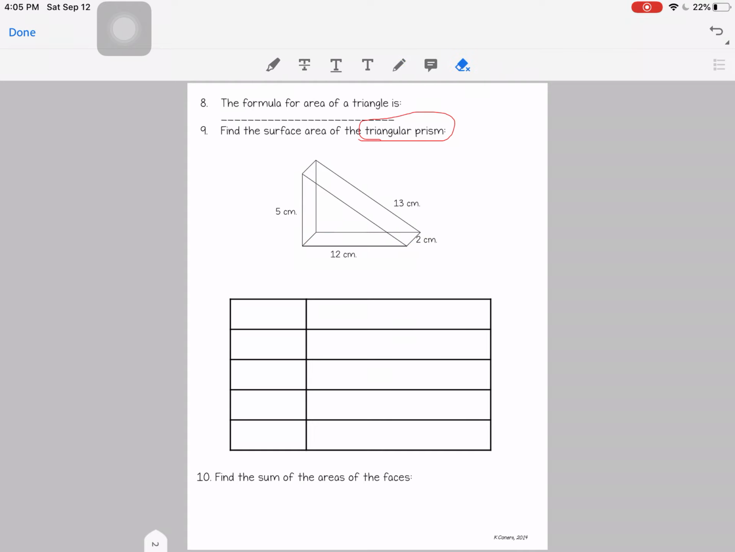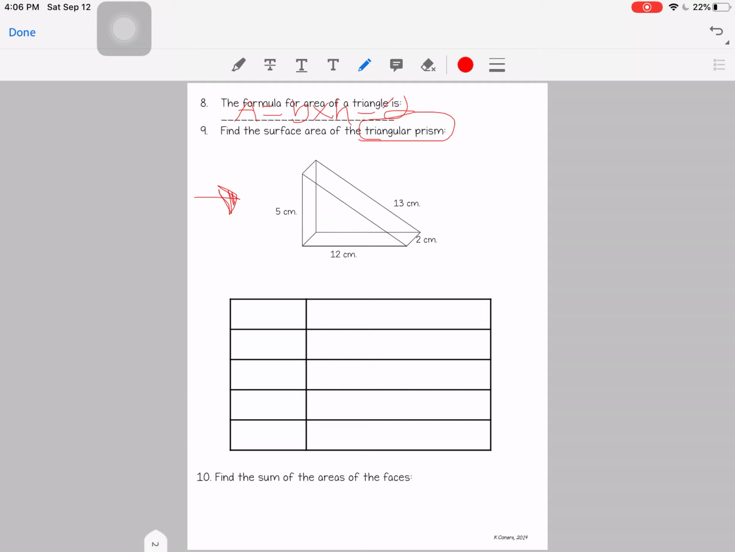And just like with the rectangular prism, we could draw a net for this particular prism, or we can just look at the individual solid and find the surface area. So that's what we're going to do today. Remember, surface area is the sum of the area of all the faces of a prism. We know that the formula for the area of a triangle is area equals base times height divided by 2.